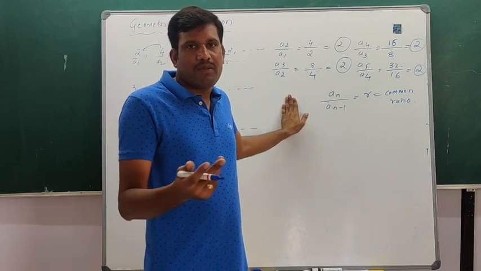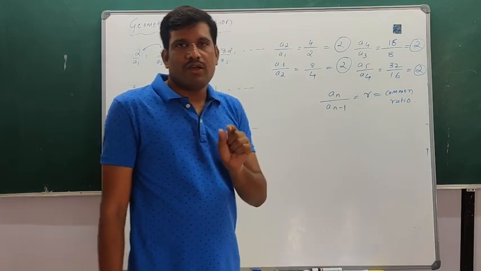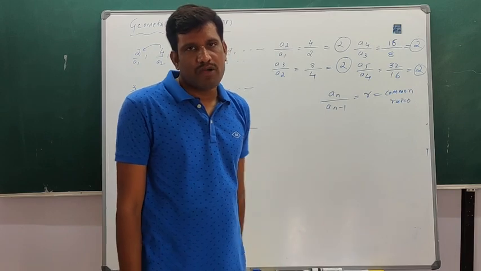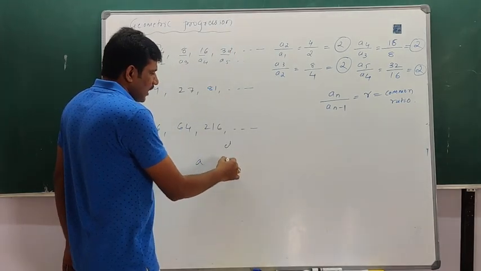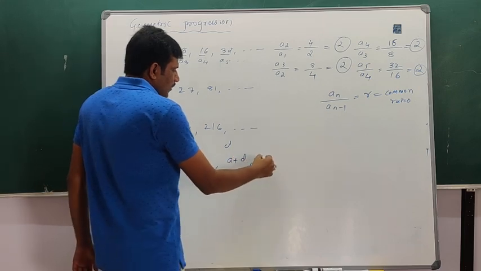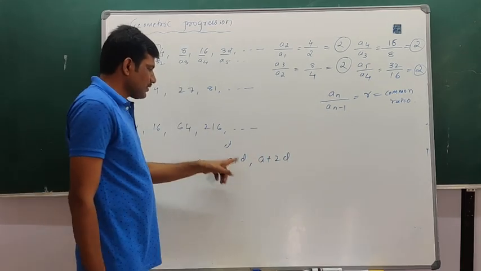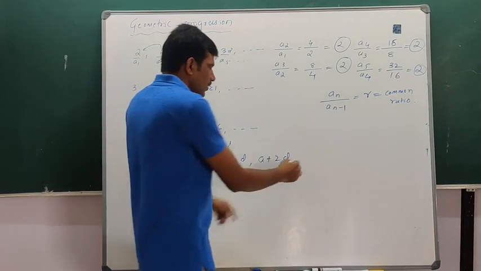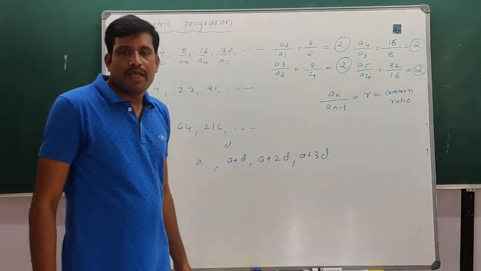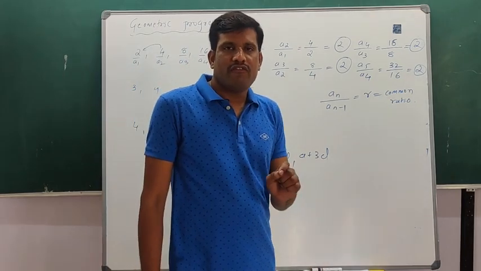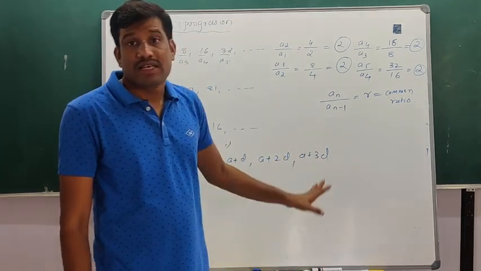In AP it is second term minus first term, but in GP it is second term divided by first term. So how do we get an AP? To the first term we are adding the constant, that is the common difference in AP. If the first term is A and the common difference is D, how will we get the AP? We are adding D to each term. That is A plus D, A plus D plus D, which is A plus 2D, A plus 2D plus D, which is A plus 3D. I already explained this. In AP we are adding the common difference to each term to get the next term.